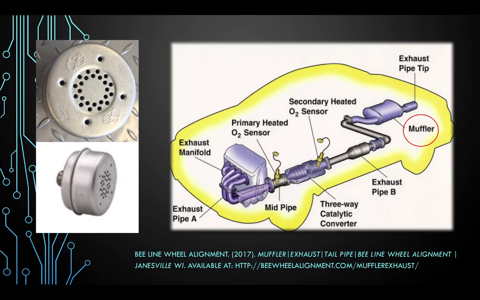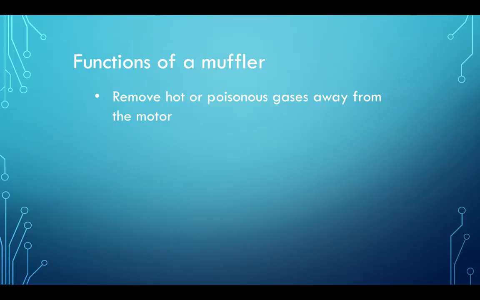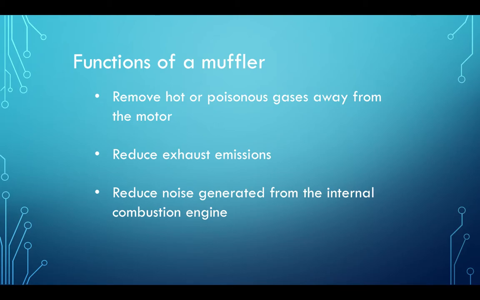A muffler is a device used to lessen the extremely loud noise that is generated by the gas that travels through the exhaust valves in a combustion engine. The muffler plays a small but important part in the exhaust system of a machine, acting as an acoustic soundproofing device. The three main functions of the muffler are to remove hot or poisonous gases away from the motor, to reduce exhaust emissions, and to reduce the noise generated from the internal combustion engine.